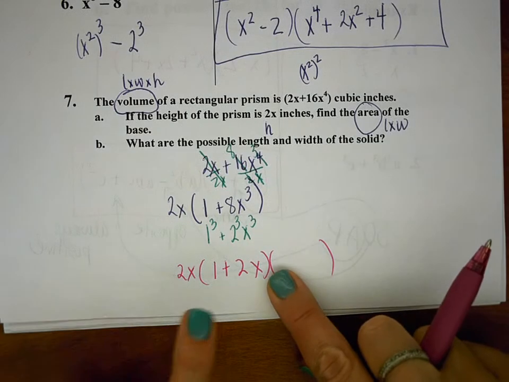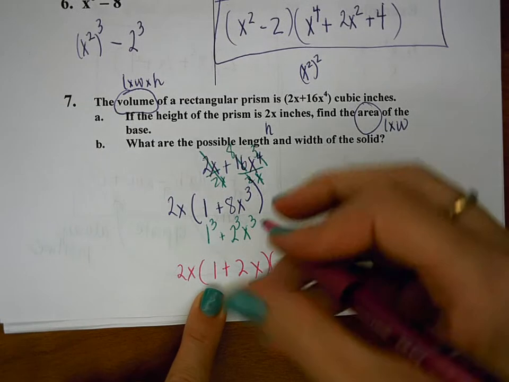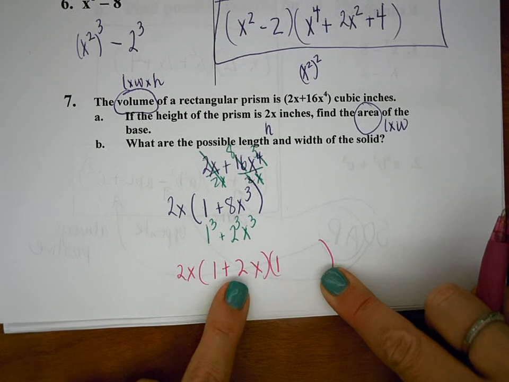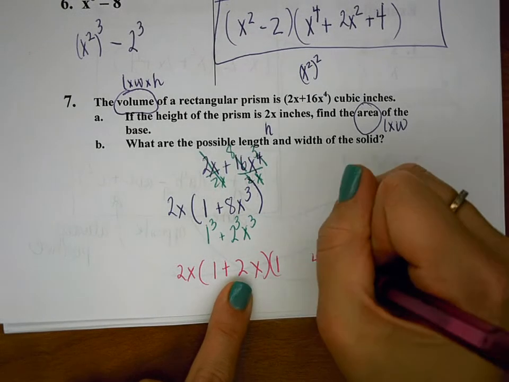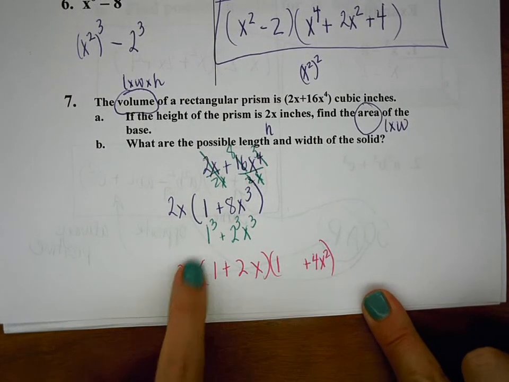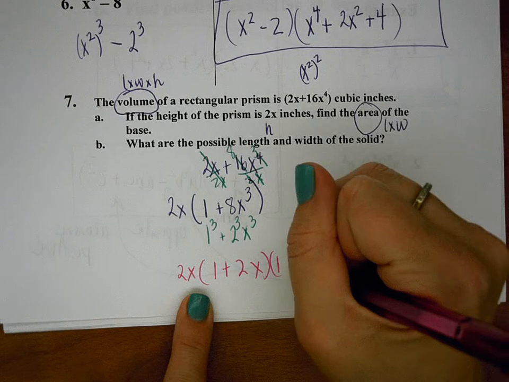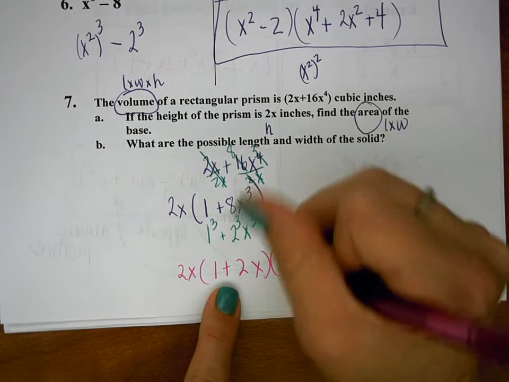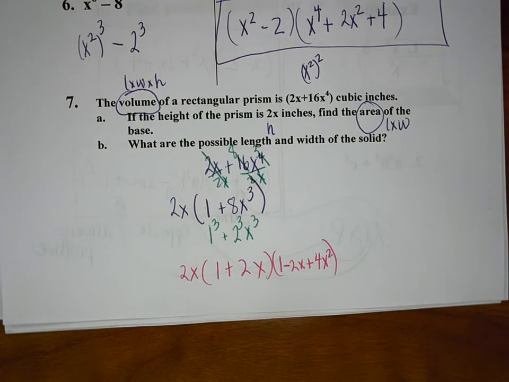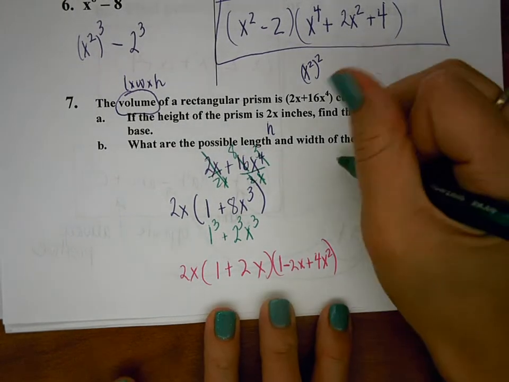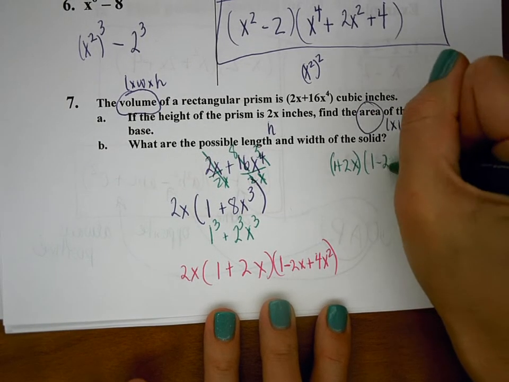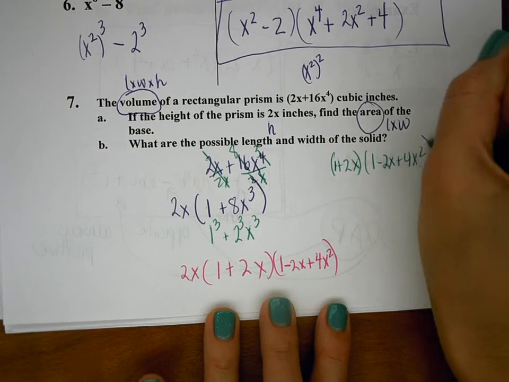Your first term is the first term squared. 1 squared is 1. Your last term is the last term squared. You have to square the 2 and the x. So you get 4x squared, and that is always positive. Your middle term, we multiply these together. 1 times 2x is 2x. And then since this is plus, this will be minus. It wants to know what are the possible lengths of the length and width. Well, the possible lengths are 1 plus 2x and 1 minus 2x plus 4x squared. These are my answers.